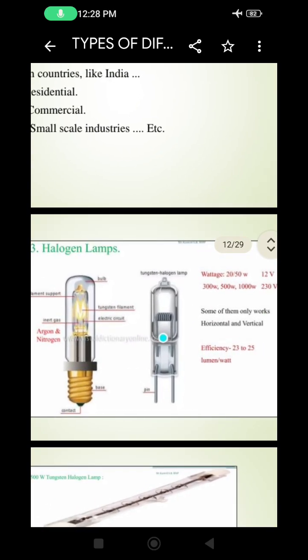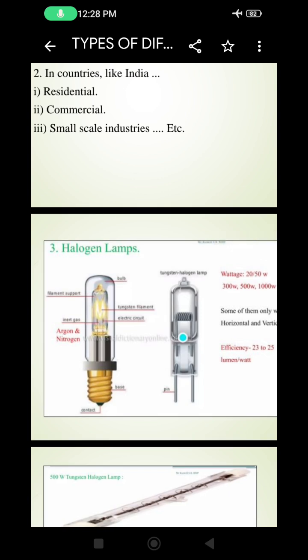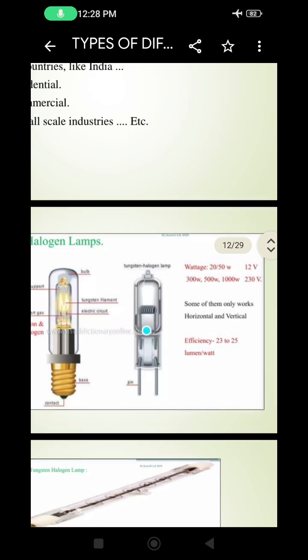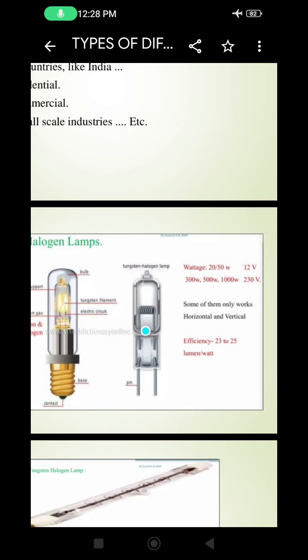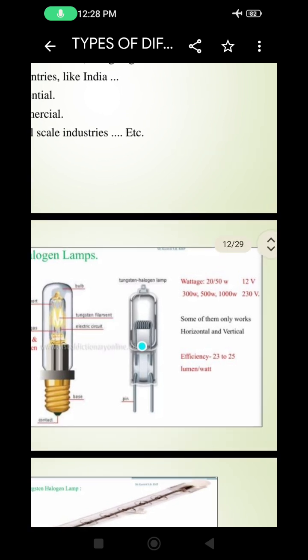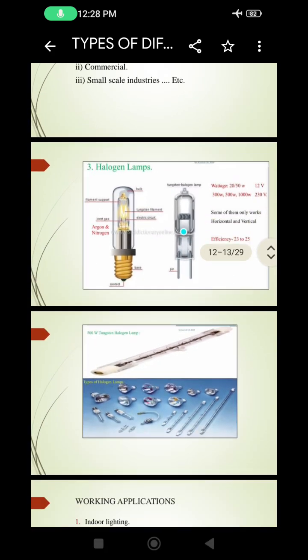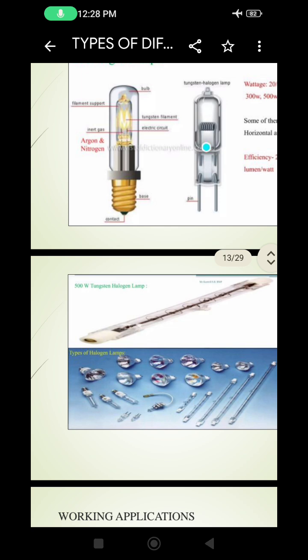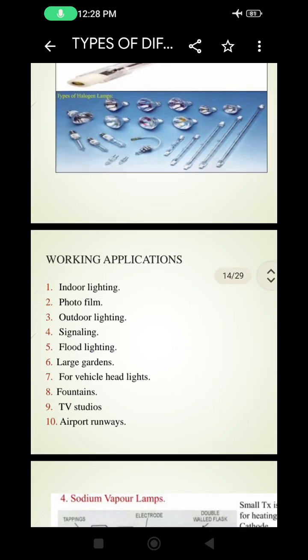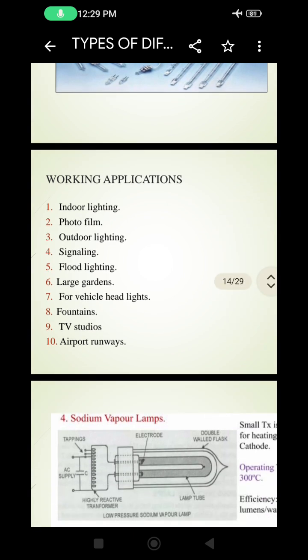Halogen lamps. This is a figure of halogen lamps, and the second one is the tungsten halogen lamp. Some of them only work in horizontal and vertical positions. Efficiency is 23 to 25 lumens per watt, and wattage ranges from 20 watt at 12 volt, up to 300 watt, 500 watt, 1000 watt at 230 volt. These are some figures of types of halogen lamps, and the applications are indoor lighting, photo film, outdoor lighting, signaling, flood lighting, large gardens, vehicle headlights, fountains, TV studios, and airport runways.